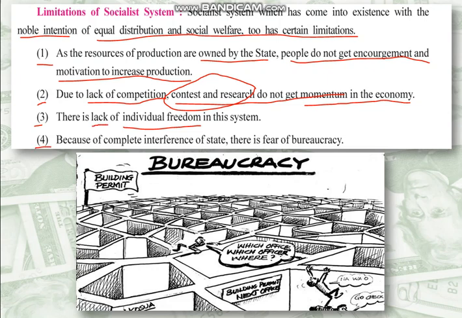The fourth point, because of complete interference of the state, there is fear of bureaucracy. Now this is a new word, I guess. What is bureaucracy? Bureaucracy basically means the non-elected government officials. Those government officials are termed as bureaucrats. Now you might have seen, or you might have accompanied your parents if you have gone to any government office, how the work is being done. You are shifted from table to table, and that's why the work is very slow.